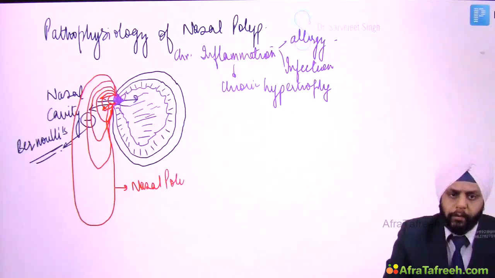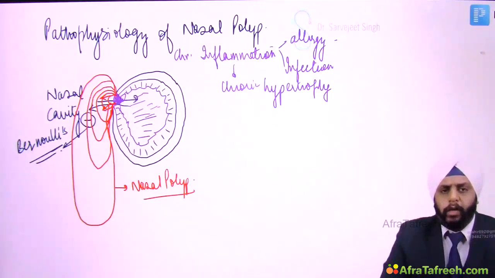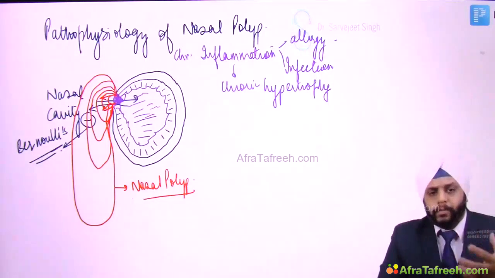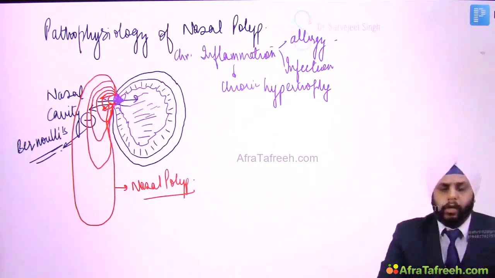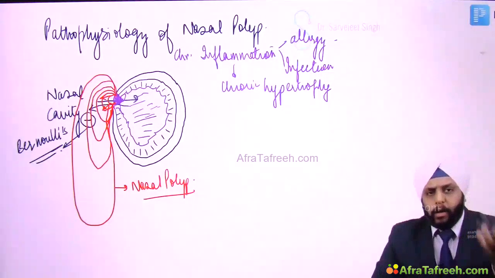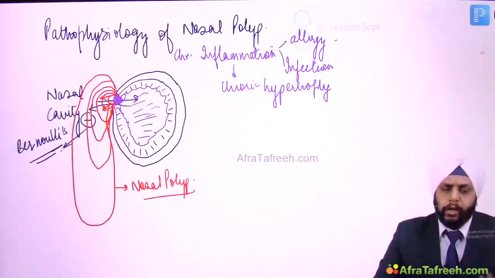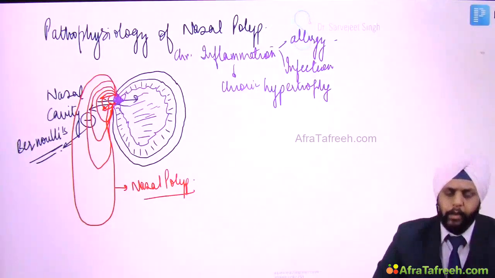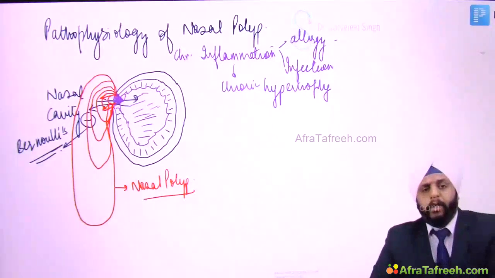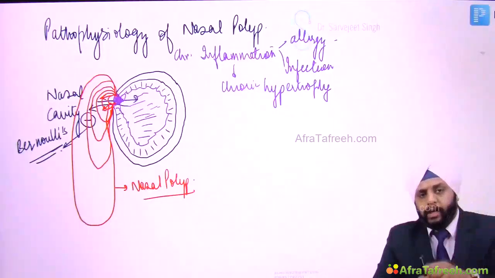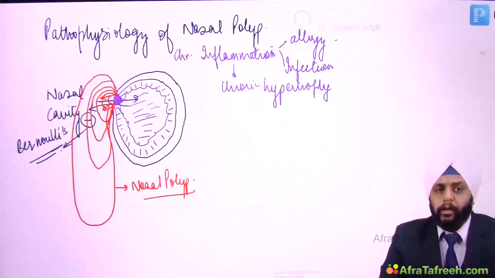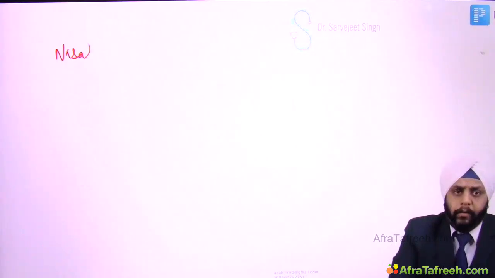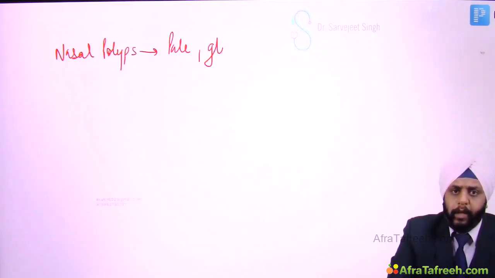So what is a nasal polyp? A nasal polyp is a stretched and prolapsed sinus mucosa. The sinus mucosa has been stretched and has now come out into the nose. Because the nasal polyp is formed by stretching of the sinus mucosa, nasal polyps have a pale, glistening color. Remember, they are pale and glistening.